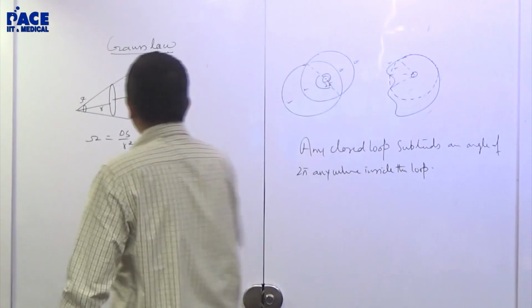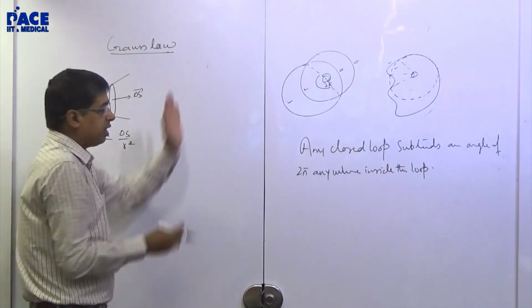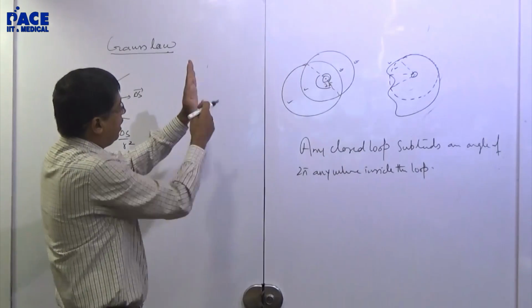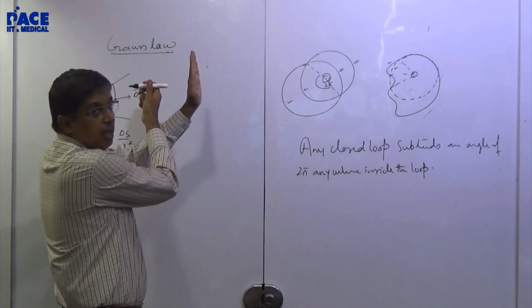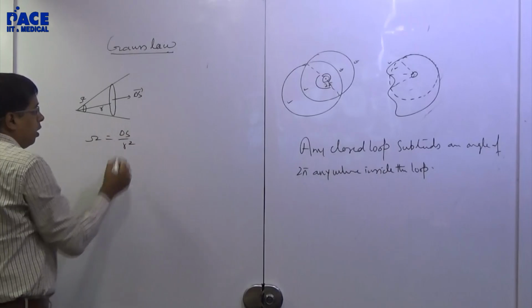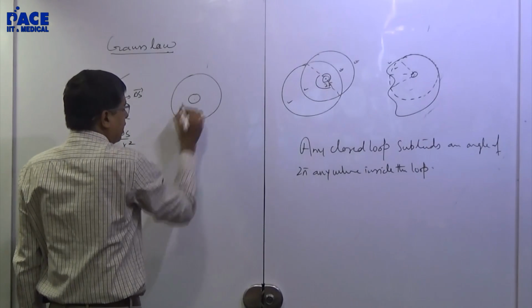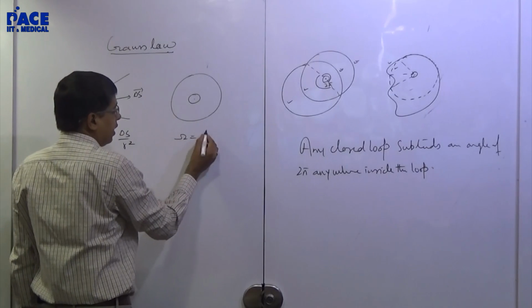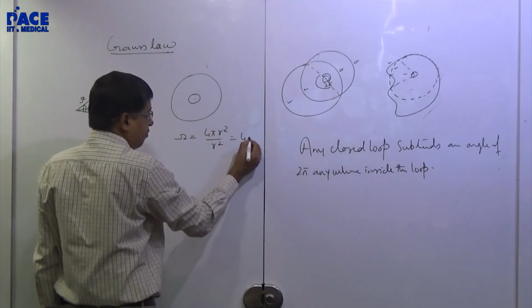Now this particular area is a vector. I am taking the outer surface. If I keep my hand this way, this side the area vector will be like this. This side the area vector will be like this. Are you clear about it? Now using the same logic, if I take a sphere, what will be the angle subtended here? Solid angle subtended here is 4 pi r square upon r square, which will be 4 pi.